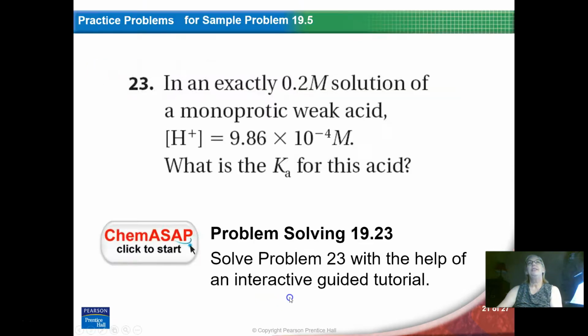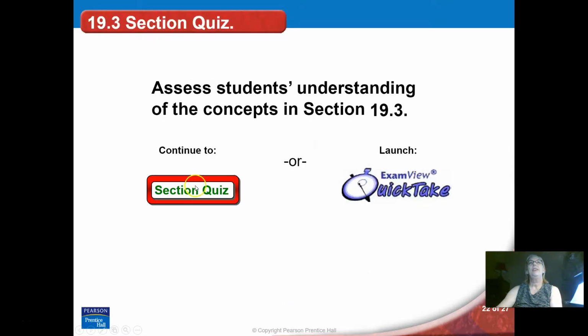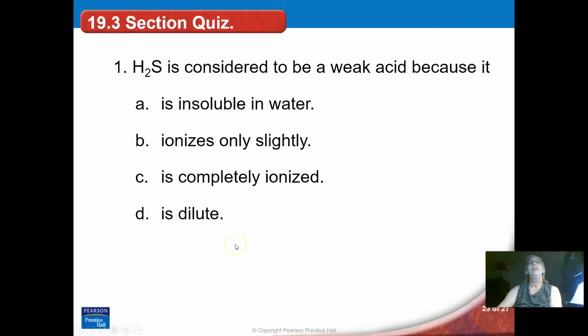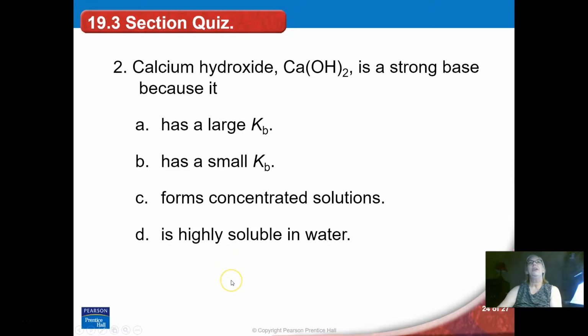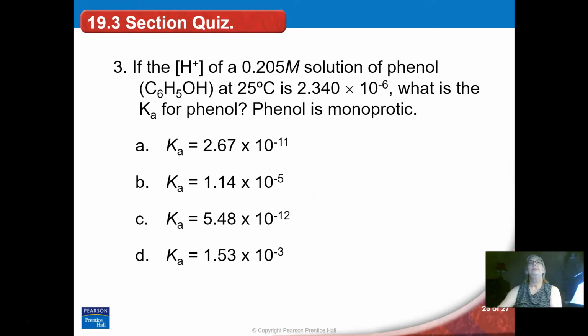That value is consistent with a weak acid. Here's another one you could try on your own. And let's try the quiz. This is a weak acid because it ionizes only slightly. Calcium hydroxide is a strong base because it has a large Kb value. You're going to have to do an evaluation of this problem, so pause me and see if you can come up with the right answer.